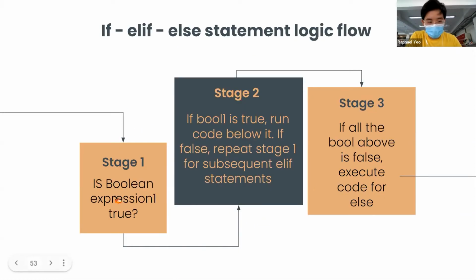So you'll first meet the Boolean expression. If the Boolean expression is true, you'll run the code. If not, you will go to the next Elif statement and check the Boolean expression one more time. And you'll keep doing that until it finally finds a Boolean expression that is true. And when it does so, you will run the code and everything else below will not run. Okay?